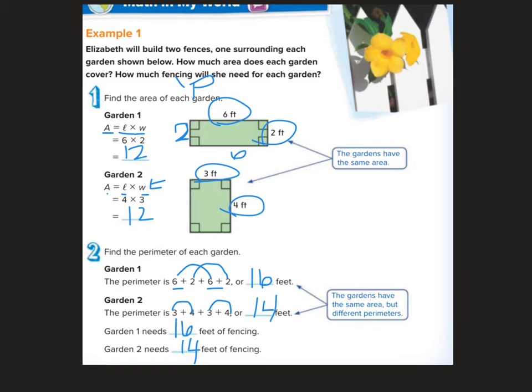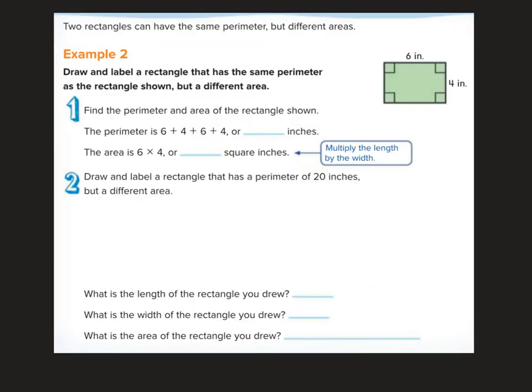Crazy. Let's see if there's any more examples like this. Two rectangles can have the same perimeter, but different areas. We already talked about that. Oh, no, we did not. We talked about same area, different perimeters. Now we're going to say same perimeter, different areas. Let's dig into this. Perimeter we think of as fencing. So the same amount of fence, but we're covering a different amount of space.